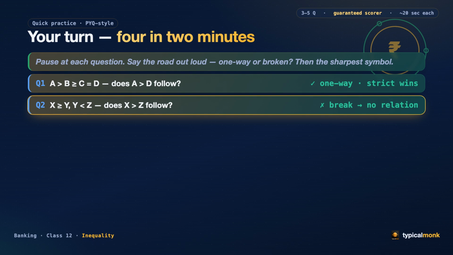Question 2. X greater than or equal to Y, Y less than Z, does X greater than Z follow? The arrows oppose, the road breaks at Y, no relation, no, it does not follow.